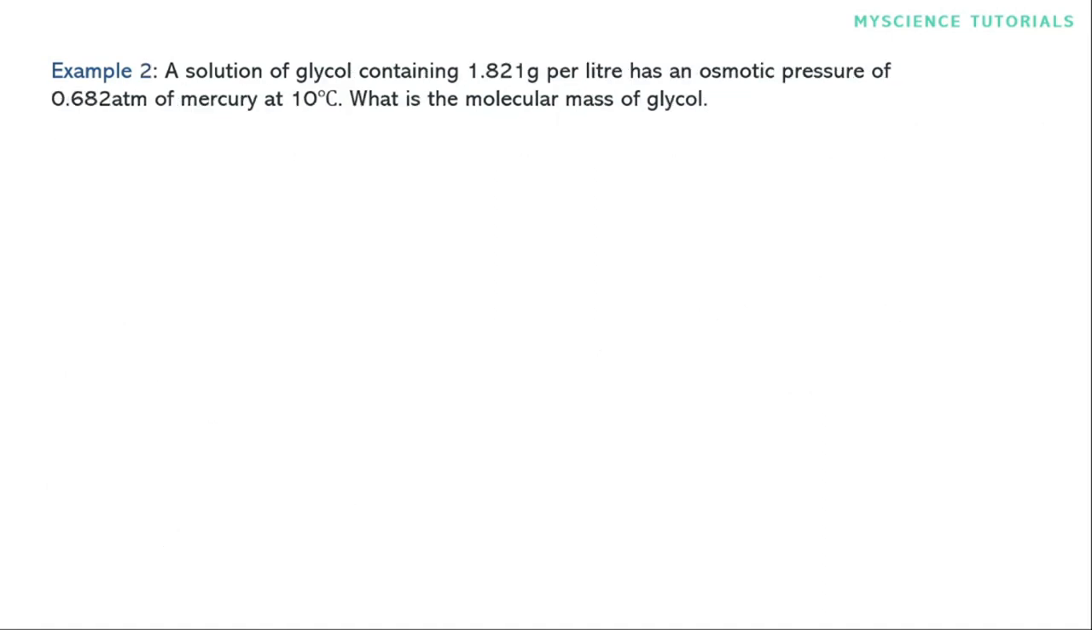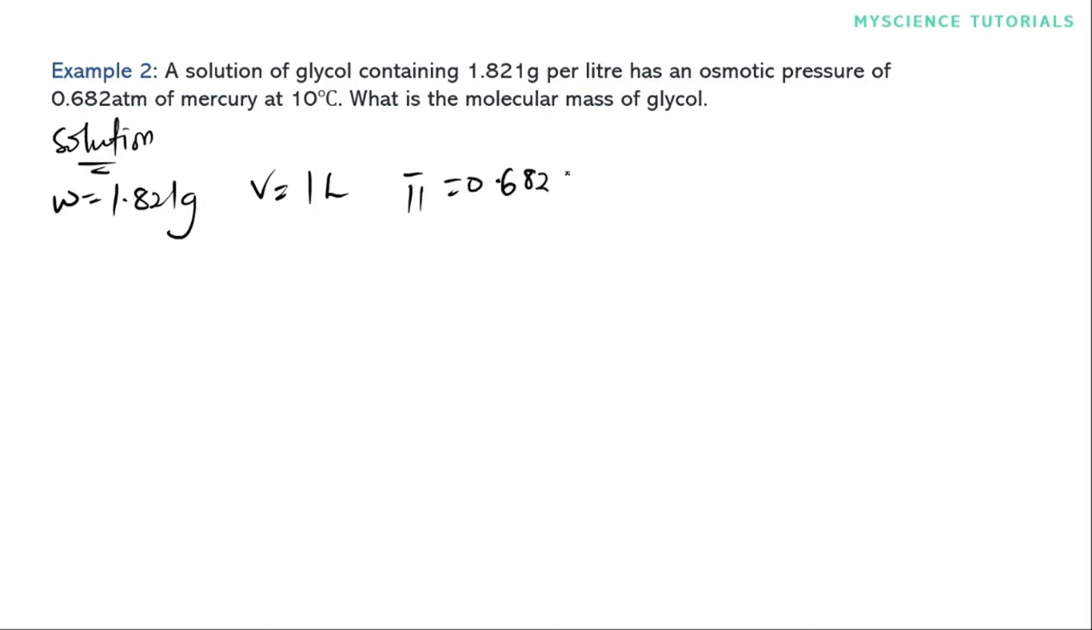All right, example number two: a solution of glycol containing 1.821 gram per liter has an osmotic pressure of 0.682 atmosphere of mercury at 10 degrees Celsius. What is the molecular mass of glycol? Just like we did for the first example, we write down the given solution. The mass, small w, is 1.821 gram per liter, which means the volume is 1 liter, and the osmotic pressure was given as 0.682 atm. The temperature is 10, so we add 273 to it, which gives us 283 Kelvin.